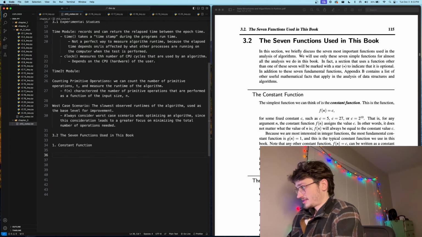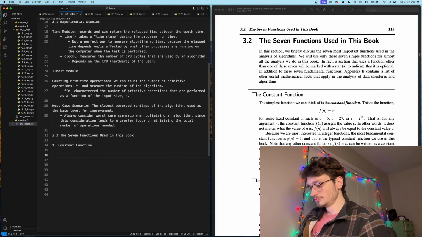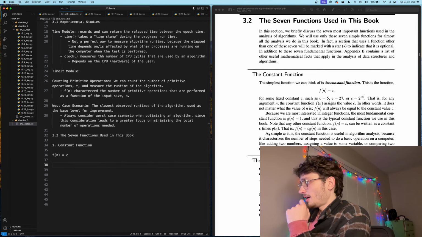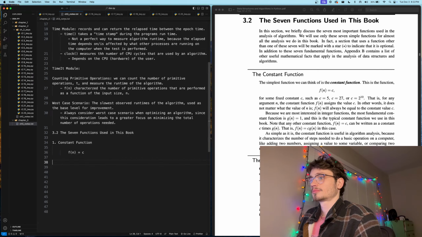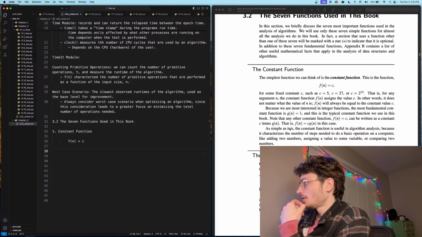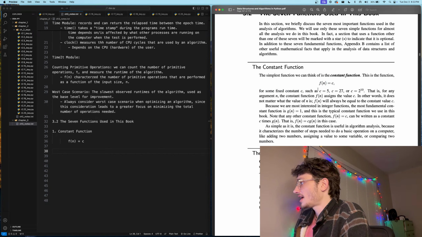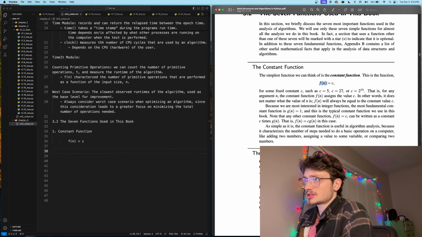So the simplest function we can think of is the constant function. This is the function f of n is equal to c. Okay. We'll tab this in. This is f of n equals c, for some fixed constant c, such as c equals 5, 27, c equals 2 to the power of 10. That is, for any argument n, the constant function f of n assigns the value c. In other words, it does not matter what the value of n is. F of n will always be equal to the constant value c, because f of n is directly equal to c, right? So the overall count of primitive operations in a sense is equal to c.